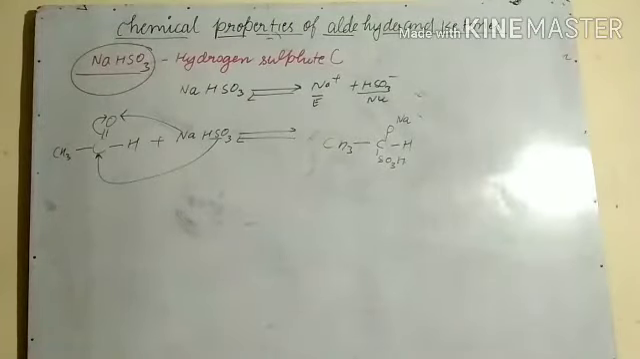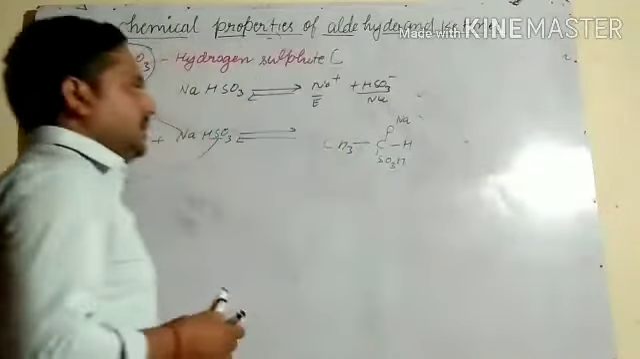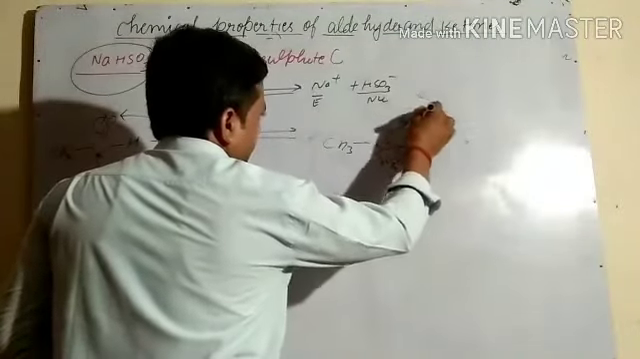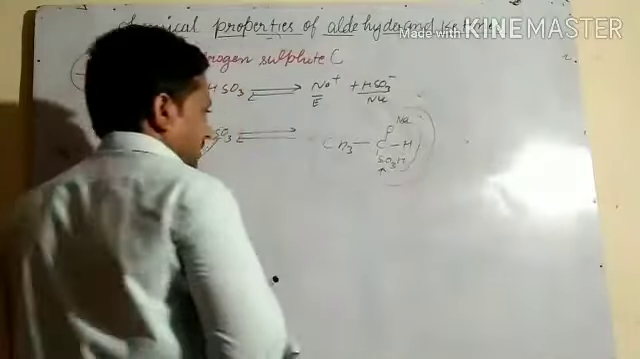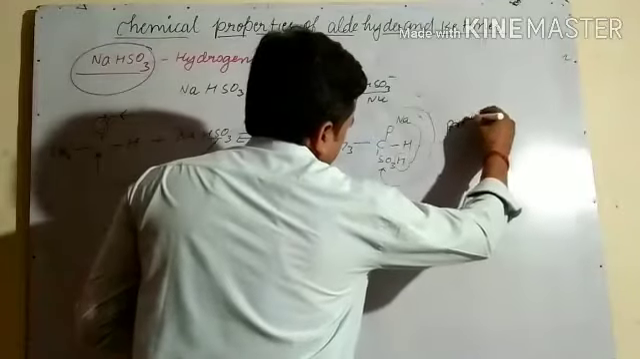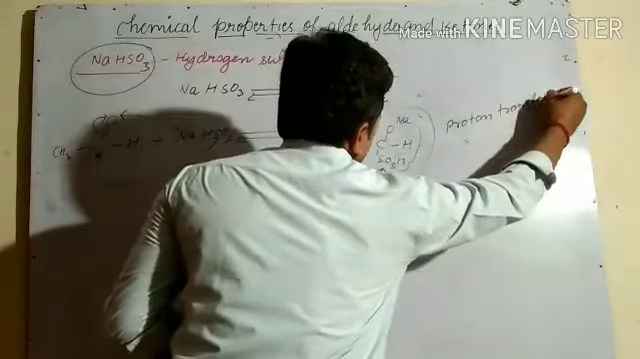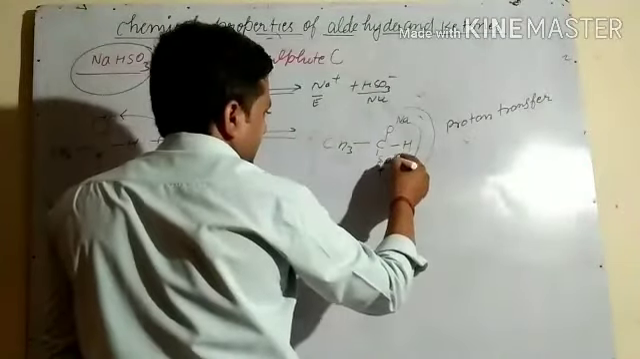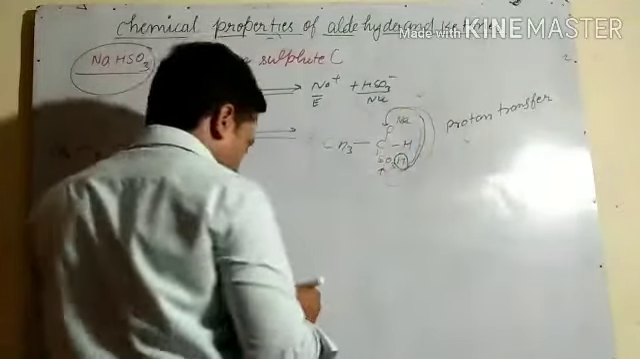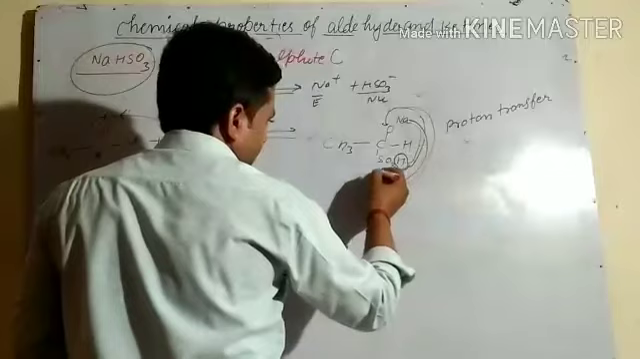After that, proton shift takes place. This goes to there, and that Na comes to there. So we can write proton shift, proton transfer. So this hydrogen as a proton goes to this oxygen, and that sodium ion comes to this.